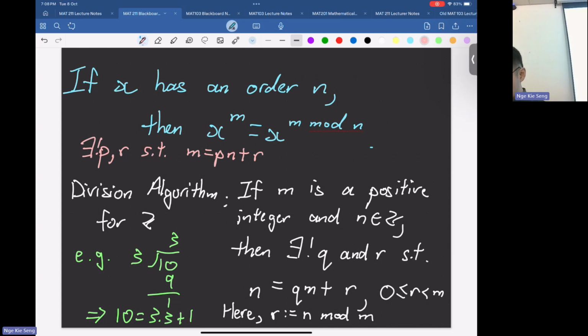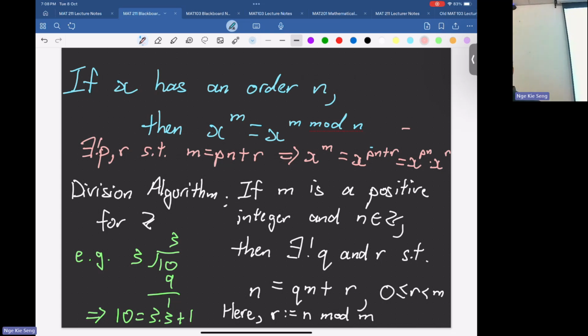So in this case, what do you get? x to the power m is really x to the pn plus r, which is x^(pn) times x^r. But what is x^(pn)? Identity, right? Because how many x^n do you have? p of them.